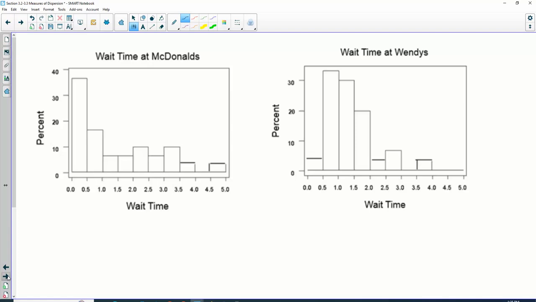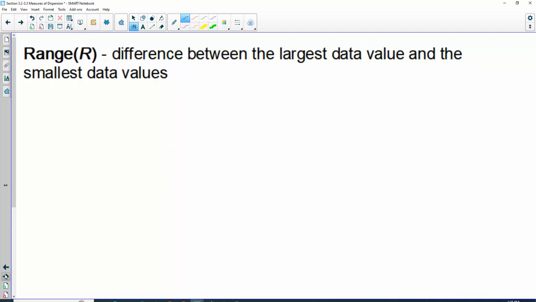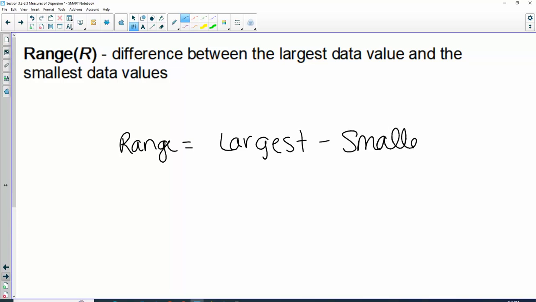The most basic one you've probably done before is the range. Range is just the difference between the largest and the smallest value. If you have that formula sheet I gave you yesterday, and we are still using it, this is the next one on there. It just says range is your largest value minus your smallest value. So that's a formula that's given.